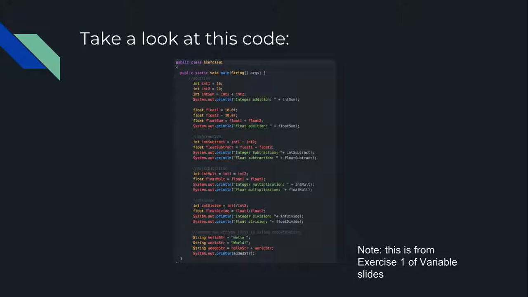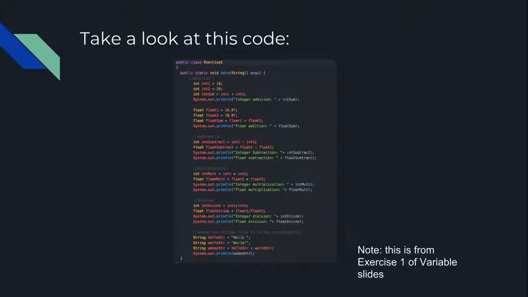So now let's take a look at this code. This is exercise 1 from the variable slides, and this solution is also available on my GitHub repository. When you first look at this code, you can already see that it's a very long block of code inside the main function. It's really hard to tell what this code is doing unless you actually read the code, and that's actually really bad coding practice.